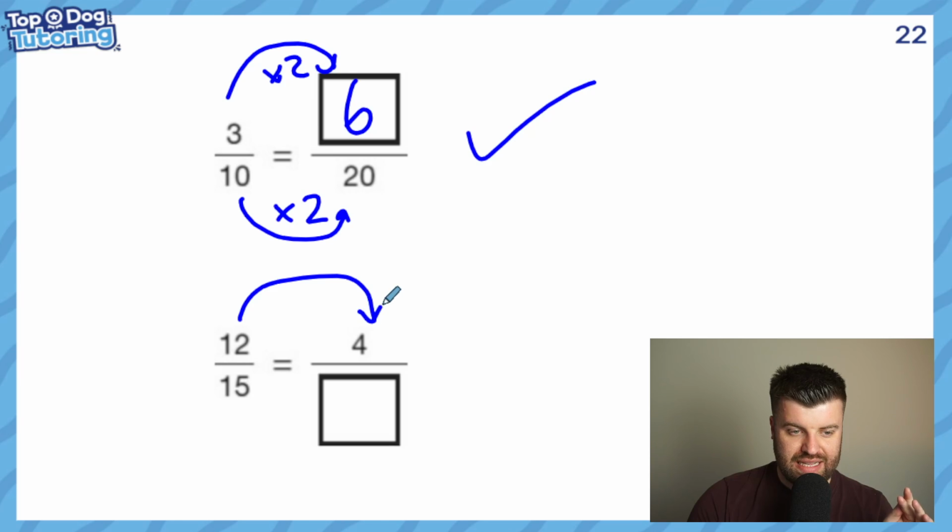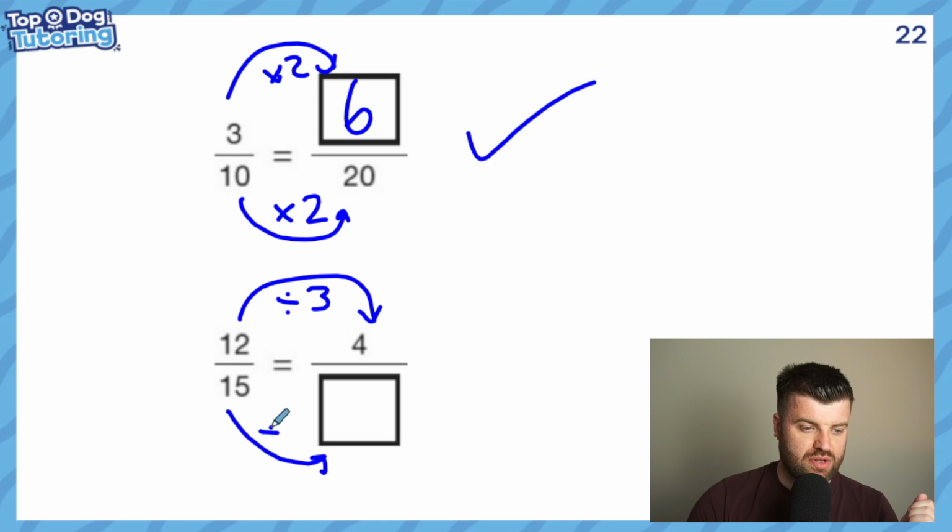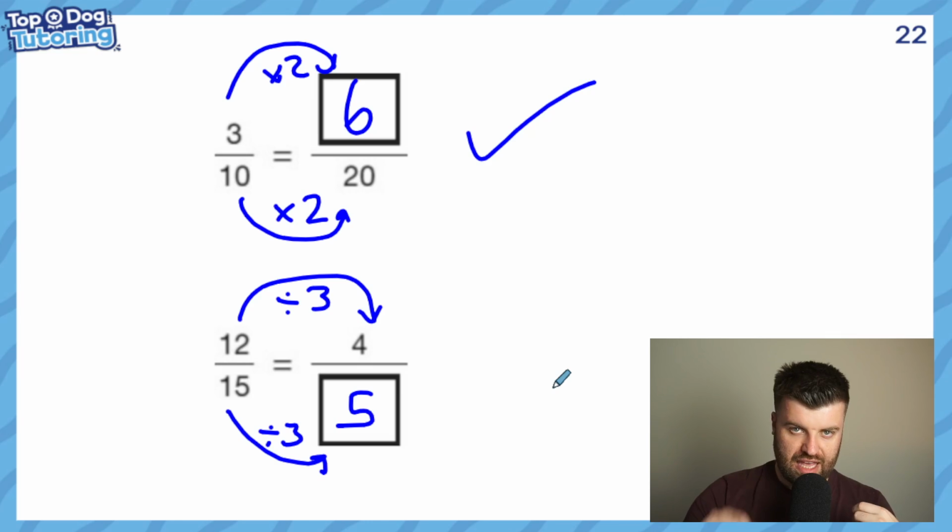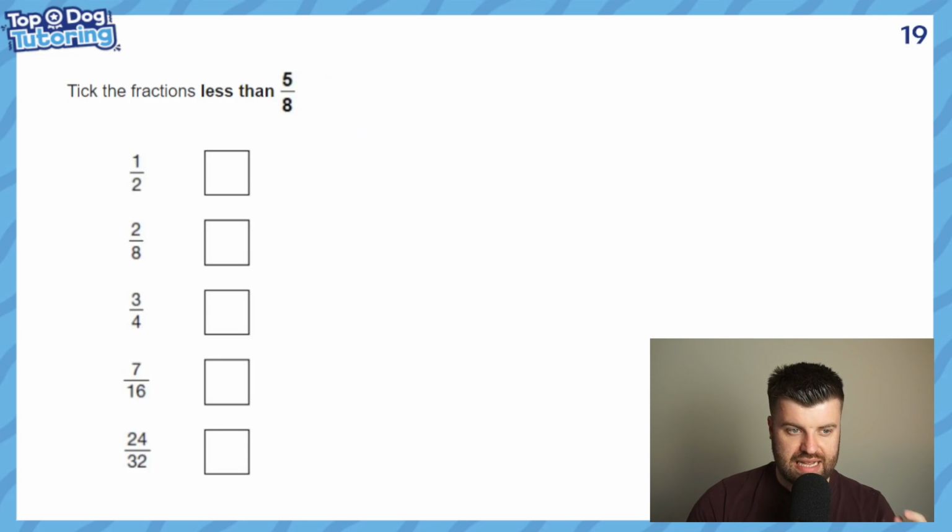Down here, 12 over 15 equals 4 over what? Well, this is where we need to understand we can also divide. Okay, it's multiply or divide. 12 divided by 3 is 4. Knowing your times tables is vital, by the way. So I'm going to do the same to the bottom, divide that by 3. How many 3's in 15? The answer is 5. If you know your times tables and how equivalent fractions work, you're going to get these questions right every time. Let's keep going.